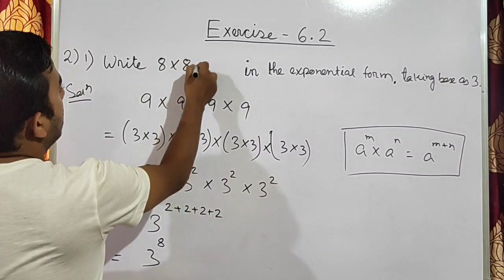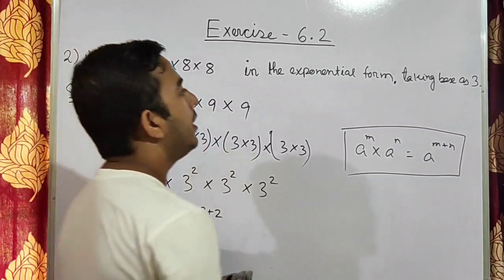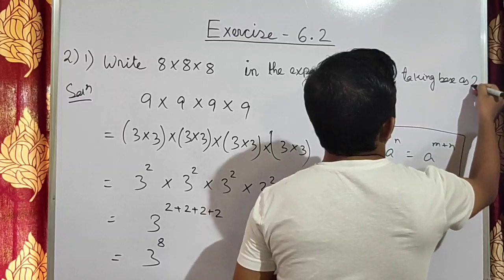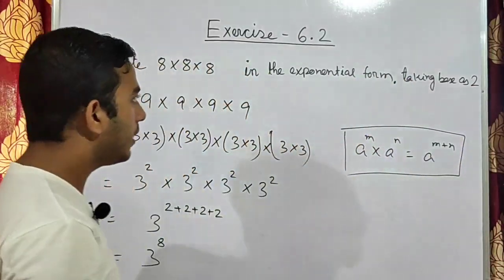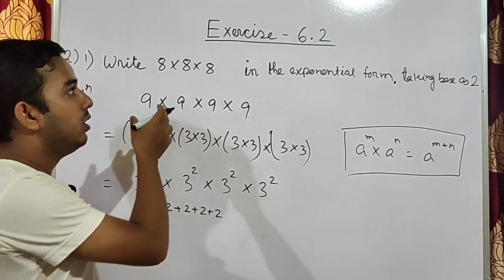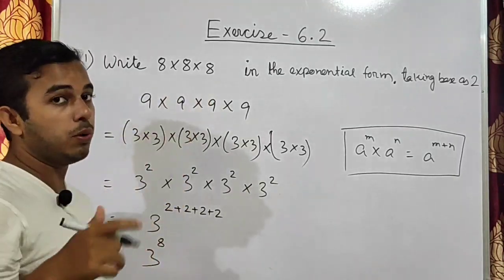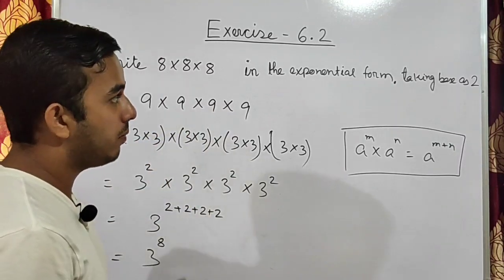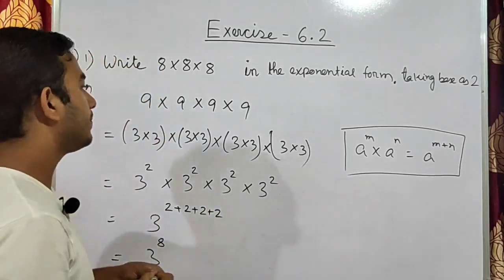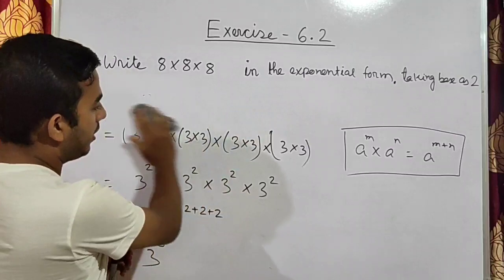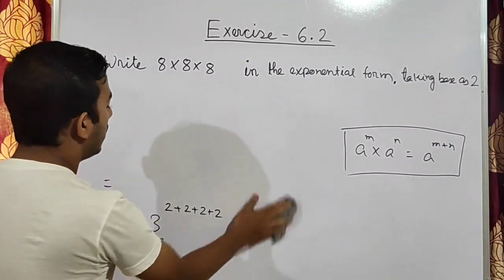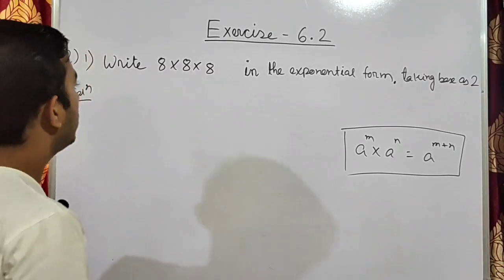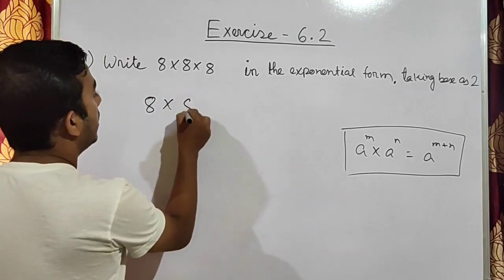Write 8 into 8 into 8 in the exponential form, taking base as 2. Clear? In that case, we can't write this form as 8 to the power 3. We have to express this into the exponential form having base 2. So same as earlier, in this case also we will first write 8 into 8 into 8 and then we will find.